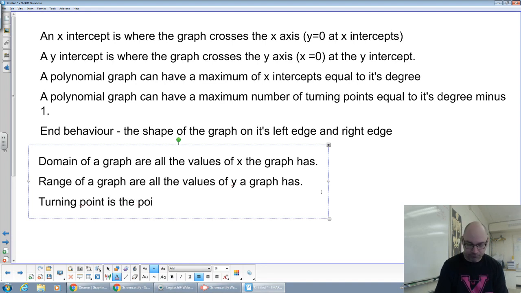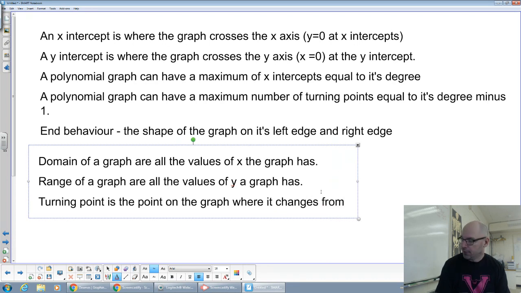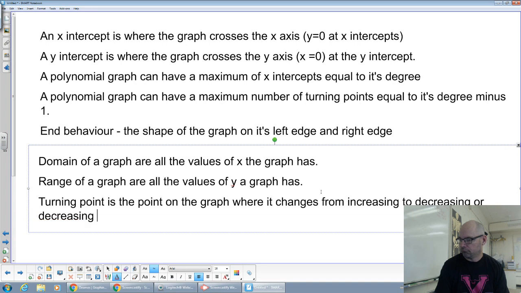So a turning point is the point on the graph where it changes from increasing to decreasing, or decreasing to increasing. Visually, I always say you kind of get a U shape or an N shape. That's kind of what it looks like.